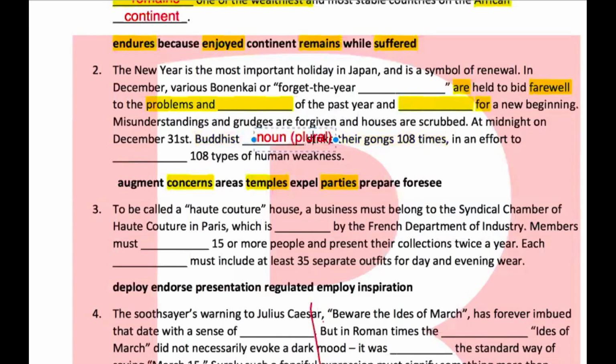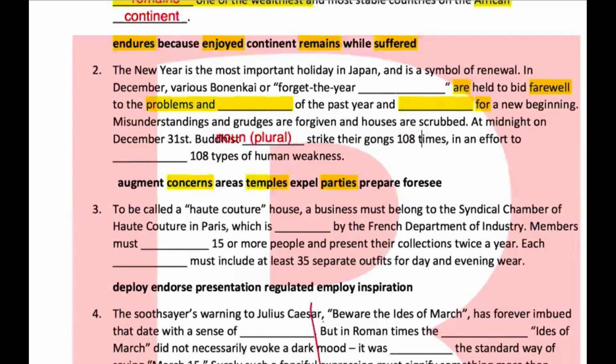This is a plural noun because of strike. Because if it had been singular, then I would have said strikes. Since this is plural, that's why I'm saying strike. So a plural noun is missing, which strike gongs. So if you look at the plural nouns here, only one is left, that is temples. Okay, and in temples they have gongs, which is like a bell-like thing.